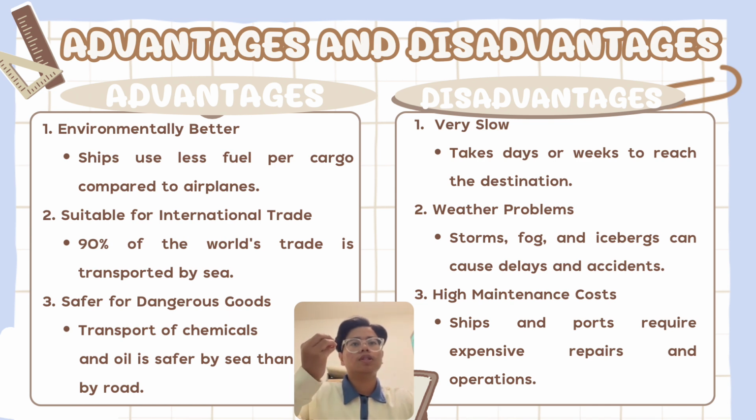Then for advantages and disadvantages. The advantages: it is environmentally better. Ships use less fuel per cargo compared to airplanes. It is also suitable for international trade, where 90% of the world's trade is transported by sea. And the third one is that it is safer for dangerous goods. Transport of chemicals and oil is safer by sea than by road.